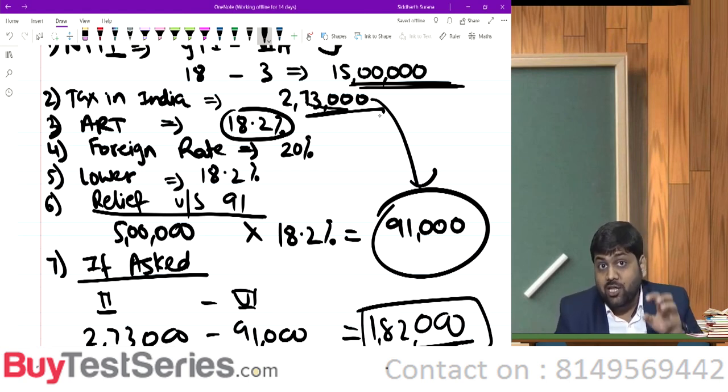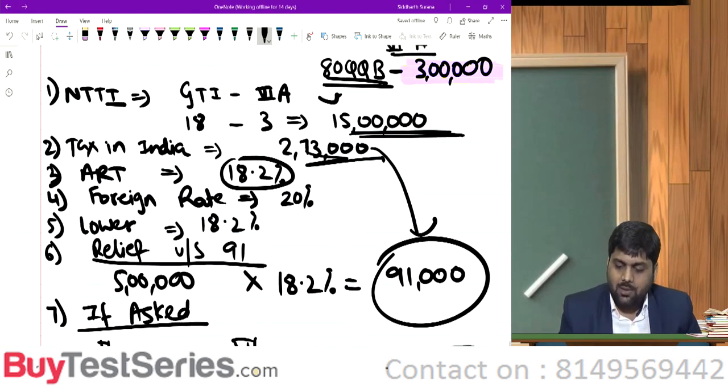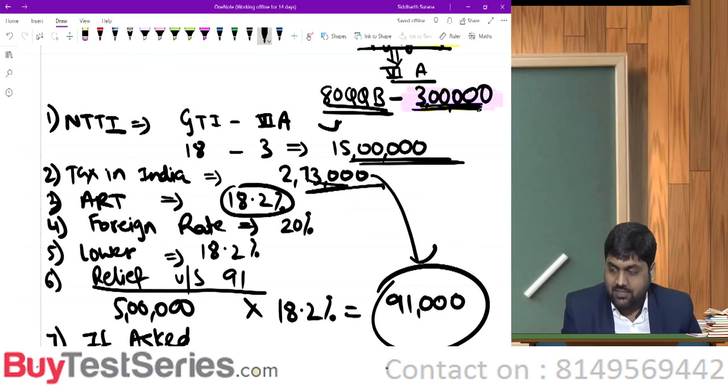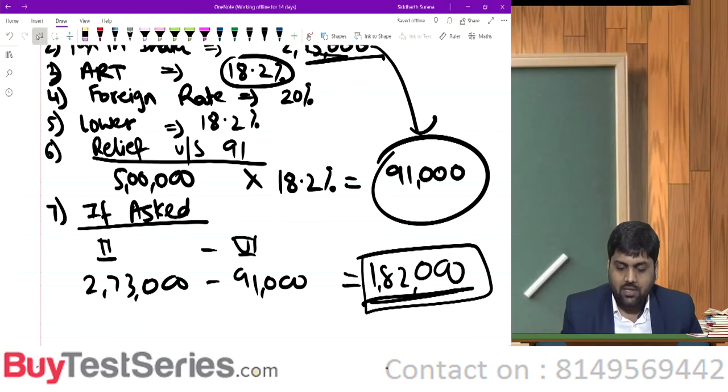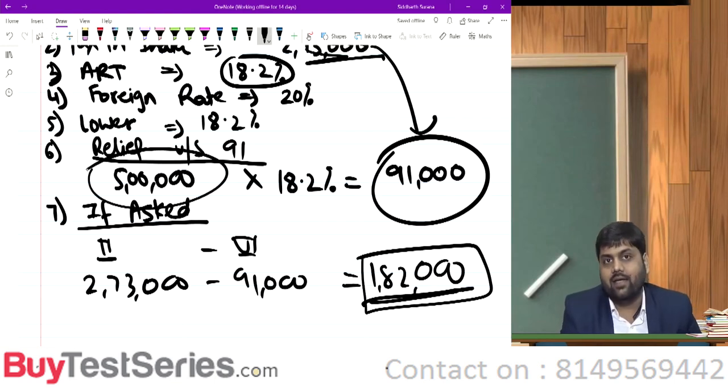And you be very, very careful about what is asked in the question, because last time I am explaining this: you have taken relief of this 3 lakh under chapter 6A, and in 15 lakh you don't have 3 lakh, it is not included in your NTTI. Relief will be available only for the amount which is included in NTTI, which is rupees 5 lakh.